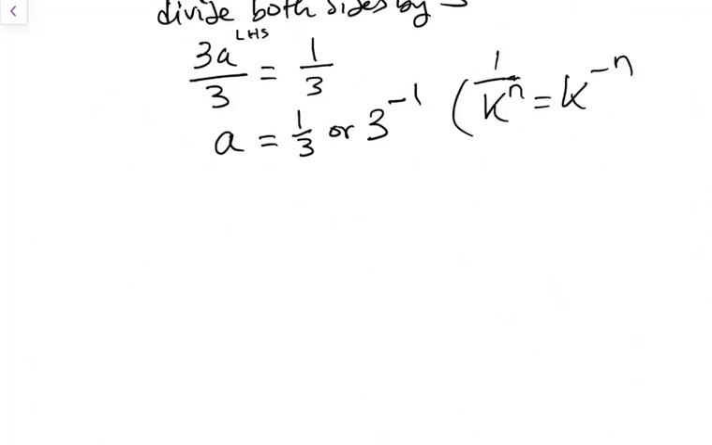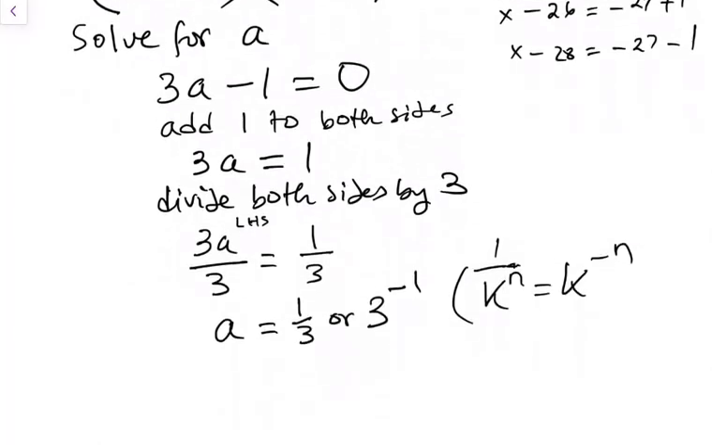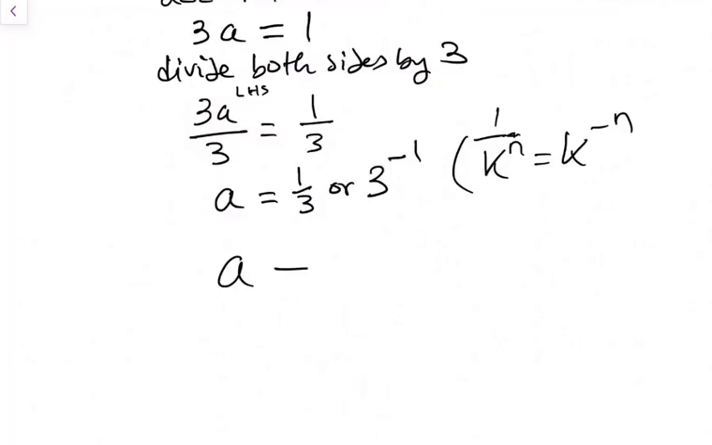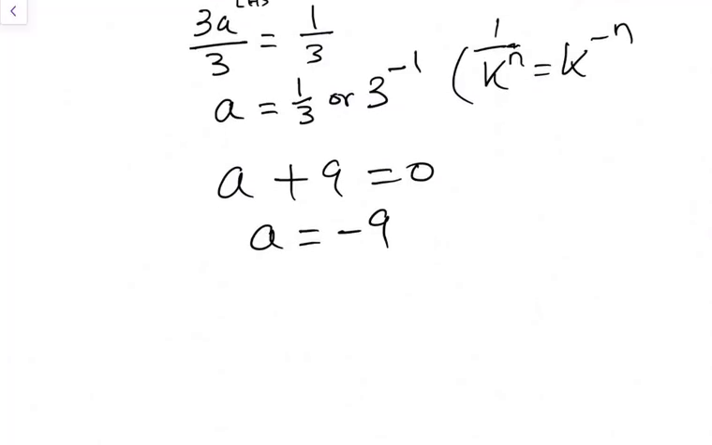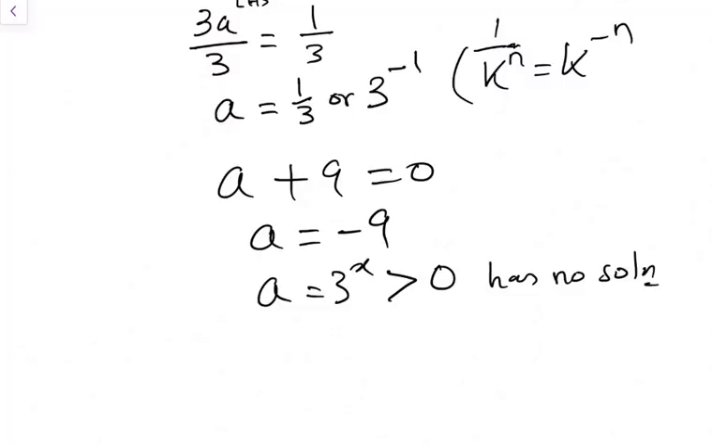And then let's take the second one, which is a plus 9. So we have a plus 9 equals to 0. So that will be a is equals to minus 9 if we subtract 9 from both sides. So in this instance, because the value of a, which is 3 raised to power x, must be greater than 0, this one has no solution. So no solution because this is less than 0. All our value of 3 raised to power x must be greater than 0.